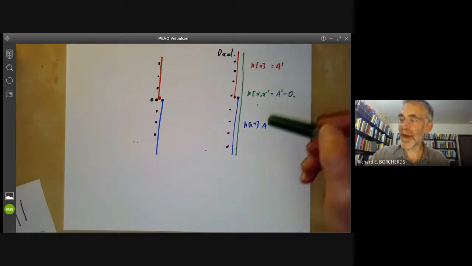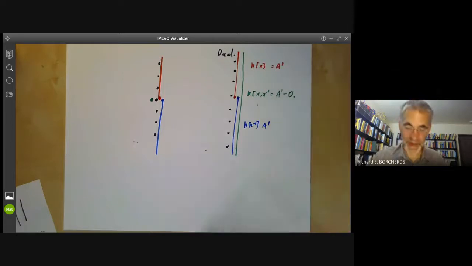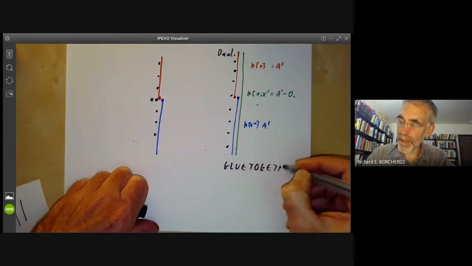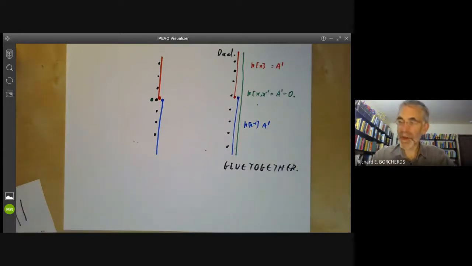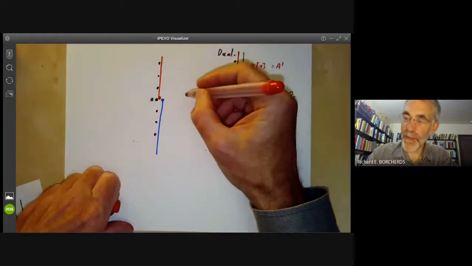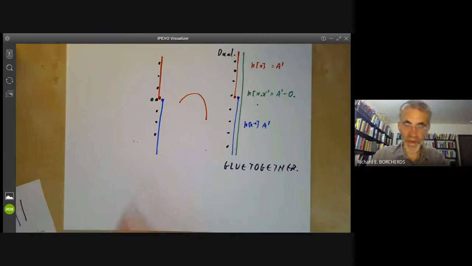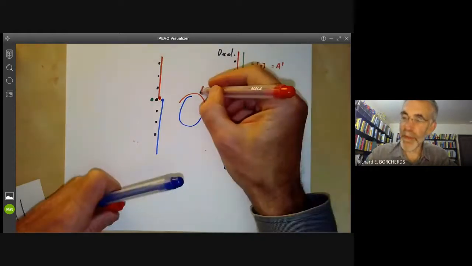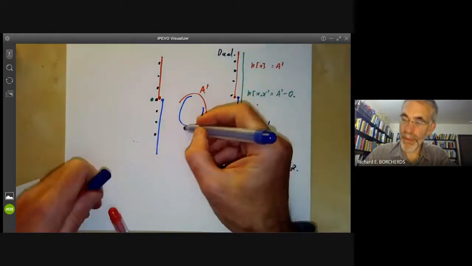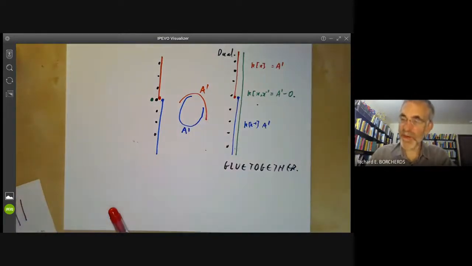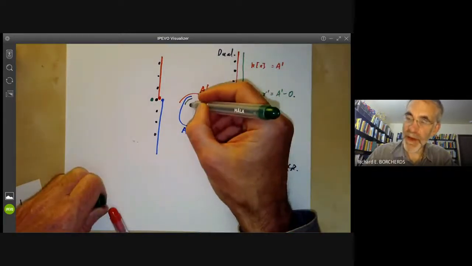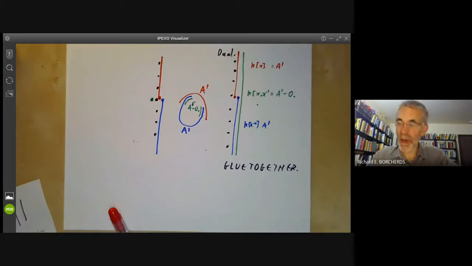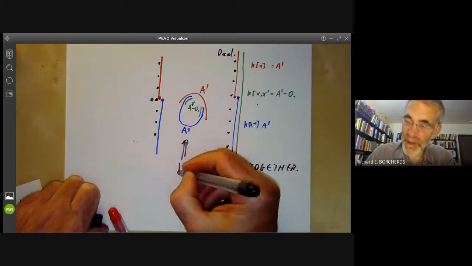So I've got two copies of A1, and they both contain a copy of A1 minus naught. And now I'm going to glue them together. So the picture is I've got a red variety here, which is a copy of A1, and a blue variety here, which is another copy of A1. And they're glued together along this green subvariety, which is a copy of A1 minus the origin. Well, what do we get? It's not very difficult to figure out. What you get by doing this is just a copy of the projective line P1.